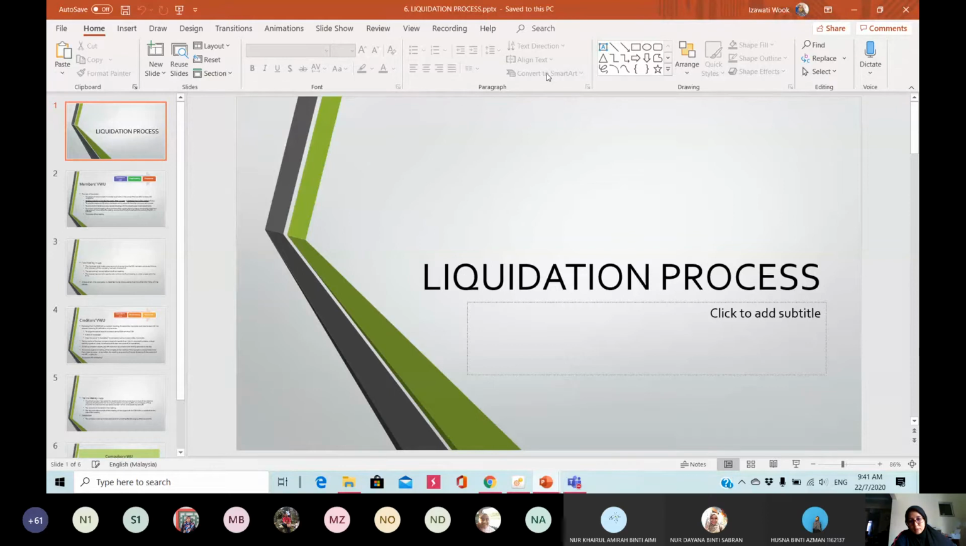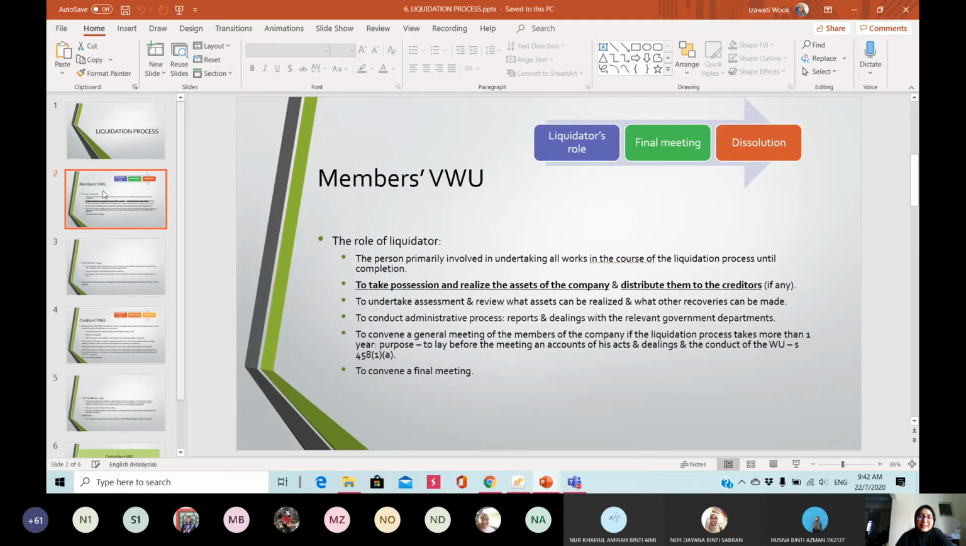So in most situations, for compulsory winding up, the DJI will be appointed as the liquidator. So we'll see what is the process for it. Okay, for the liquidation process, here is where we first call it liquidation.